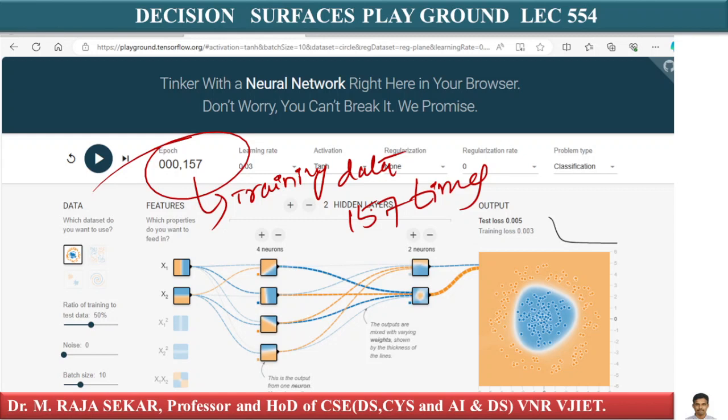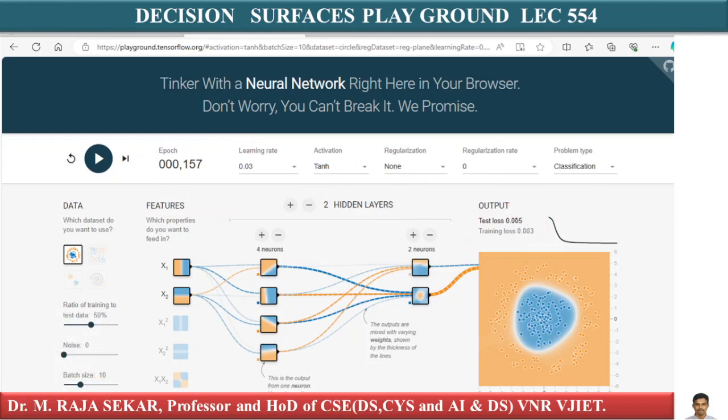Here you can see the dark line is the test loss. You have two lines, a dark line and a gray line. The gray line is the training loss. What is your test loss and what is your training loss? Your test loss is 0.005 and your training loss is 0.03. Both of them are overlapping here.